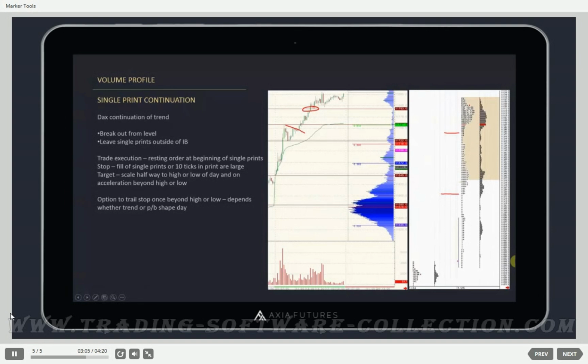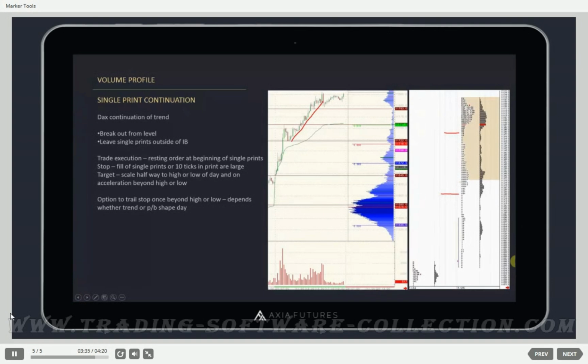As I say, my other target is I scale half on the way to the high of the day at the time. So it would mean you're scaling out somewhere in this area on those first 22s. But what it does is it just banks a bit of money on the trade and allows you to then perhaps trail a stop, let it go. Once this uptrend establishes as well, you can then start adjusting the trade and perhaps have your trailing stop below the uptrend. So that's how I look at these single print continuations.